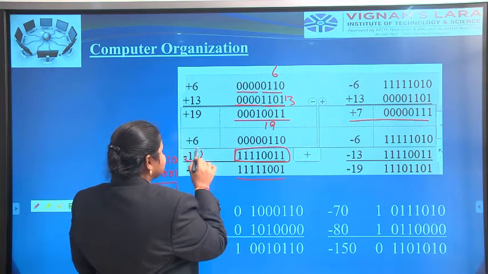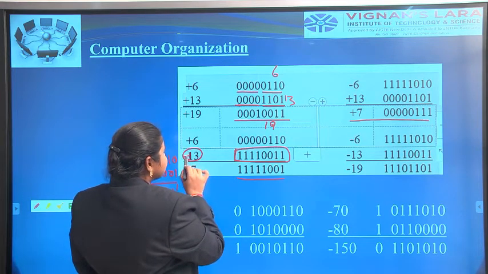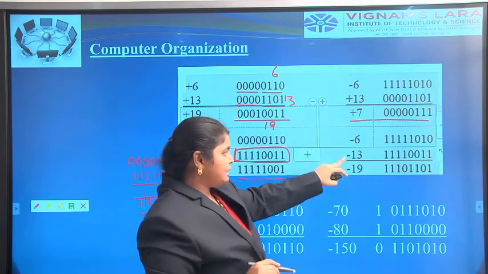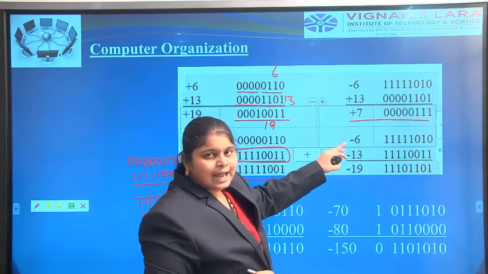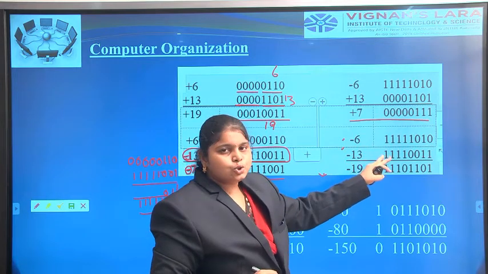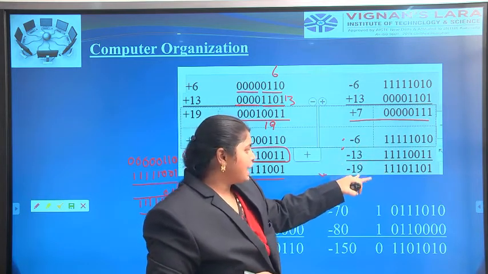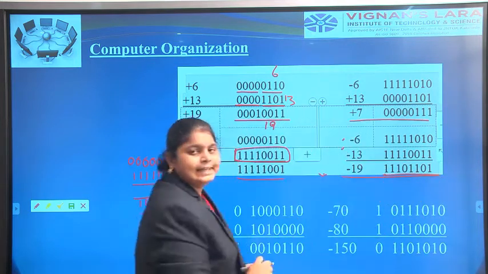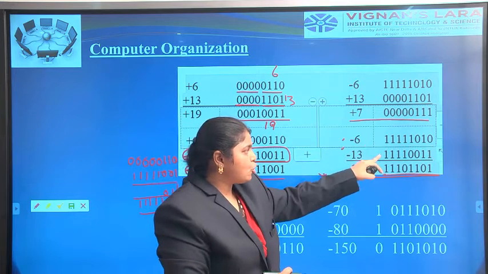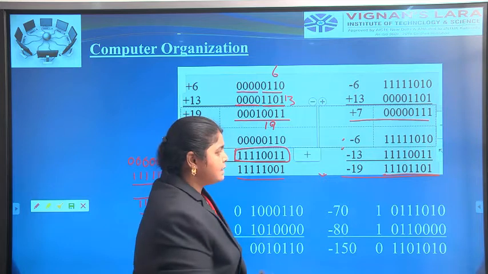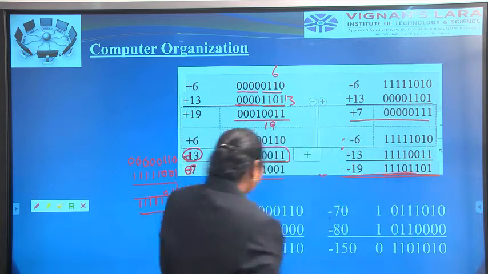Here the larger value has the sign minus 13. That's why we have to place the most significant bit sign as minus. Okay. Minus 6 and minus 13: in both cases we have to convert 6 to the 2's complement and 13 to the 2's complement. Then, after completion of 2's complement, we add these two binary numbers. The resultant output will be minus 19.